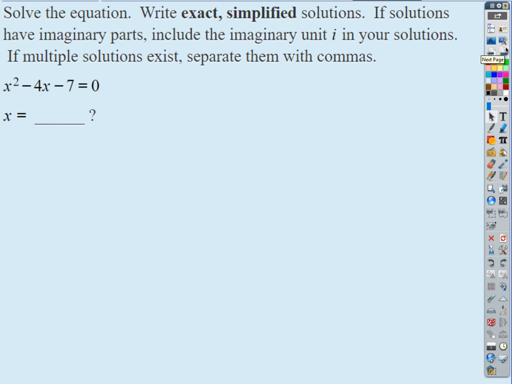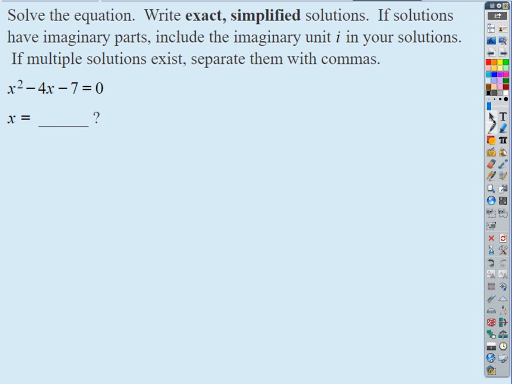Okay, so what about this one? Solve the equation, write exact solutions. This looks like one where we're probably going to end up getting something under the radical. We'll see. So what are A, B, and C on this one? Clearly this is not going to factor, is it? No magic numbers exist. We can't isolate x, so this is a quadratic formula problem.